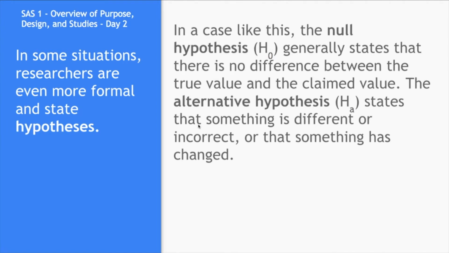Now, the alternative hypothesis, or H subscript A, states that something is different or incorrect, or that something has changed, so that the claim value is not the same as the true value. Okay, so that's important to understand.